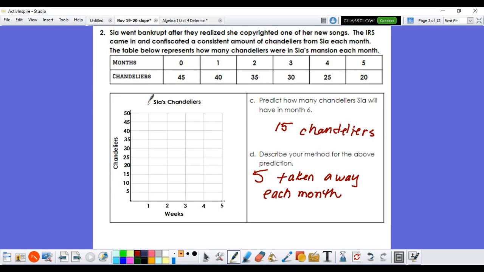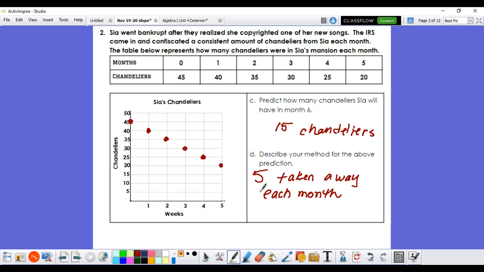So, before the IRS came in, 0 time had passed. She was already up to 45 chandeliers. After 1 month, she was down to 40. After 2 months, 35, 3 months, 30, 4 months, 25, 5 months, 20. And so you'll see that the graph that I've pre-drawn on here ends. Eventually she will get down to 0 chandeliers, and she cannot go below 0 chandeliers. So the end of this would be 0.